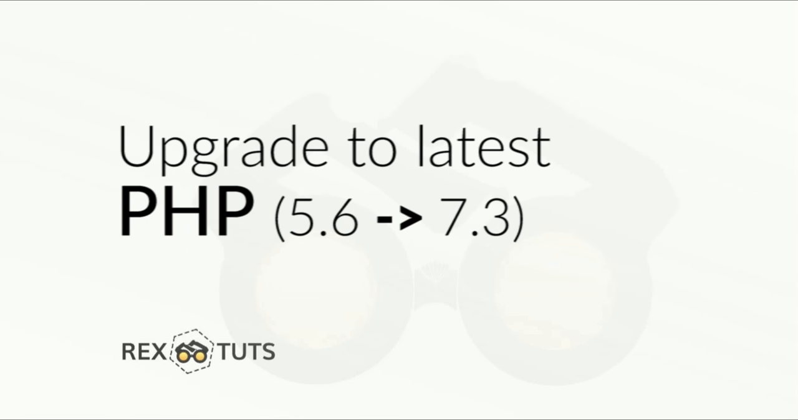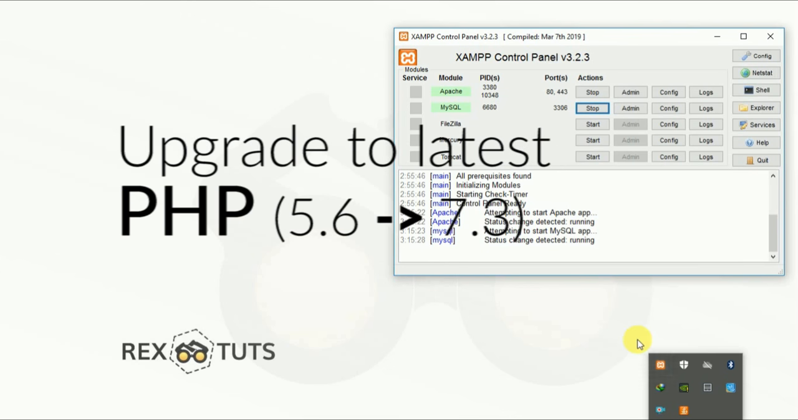Hi. Today, I am going to teach you how to upgrade PHP 5.6 to 7.3 version using XAMPP. So, let's get started. First, check your current PHP version using XAMPP dashboard.